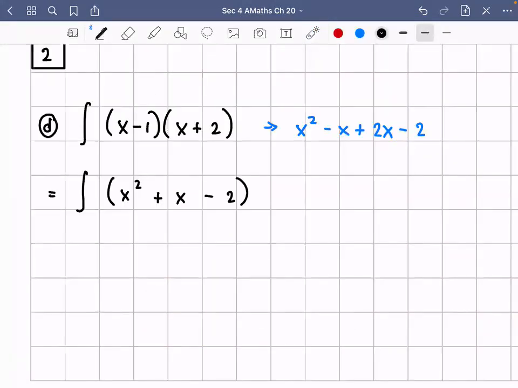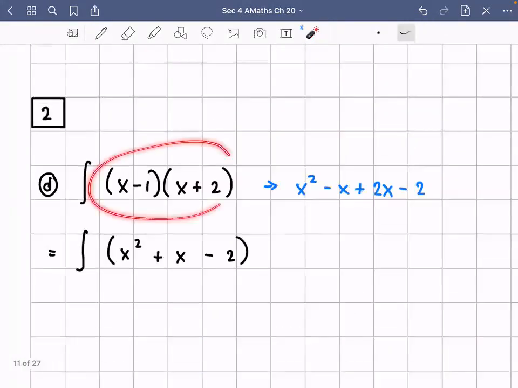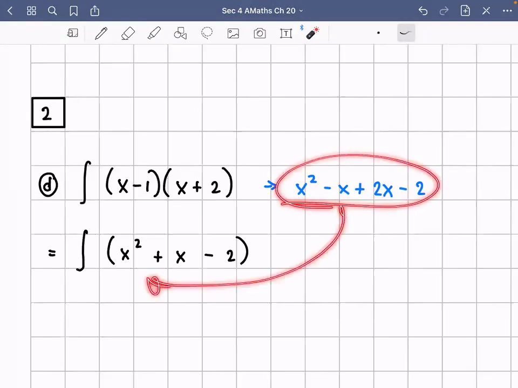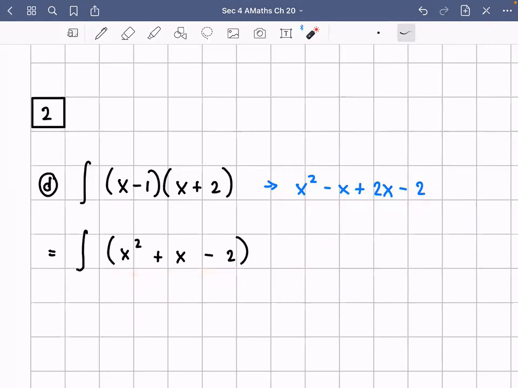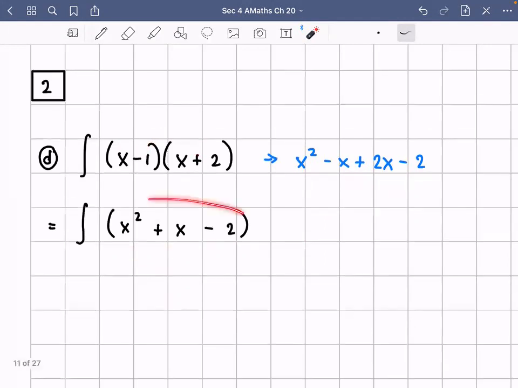Okay, so again, letter D, you're given x minus 1 times x plus 2. Basically, we need to expand this first. That's how we get x squared minus x plus 2x minus 2. Then when you simplify this, you'll get x squared plus x minus 2. So x times this, then negative 1 times this. Okay, so this is our new question.